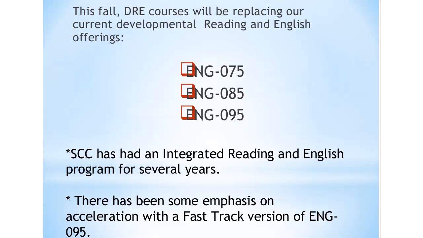So this fall, the DRE courses will be replacing our current developmental reading and English offerings. We've been offering the English 75, 85, and 95 integrated reading and writing for quite some time now. I think they were doing that when I came here 6.5 years ago. And we've even done some fast track courses with the English 95. We've experimented a little bit with acceleration for the last couple of years. So moving to DRE isn't such a big leap for us because we started out in a pretty good place.